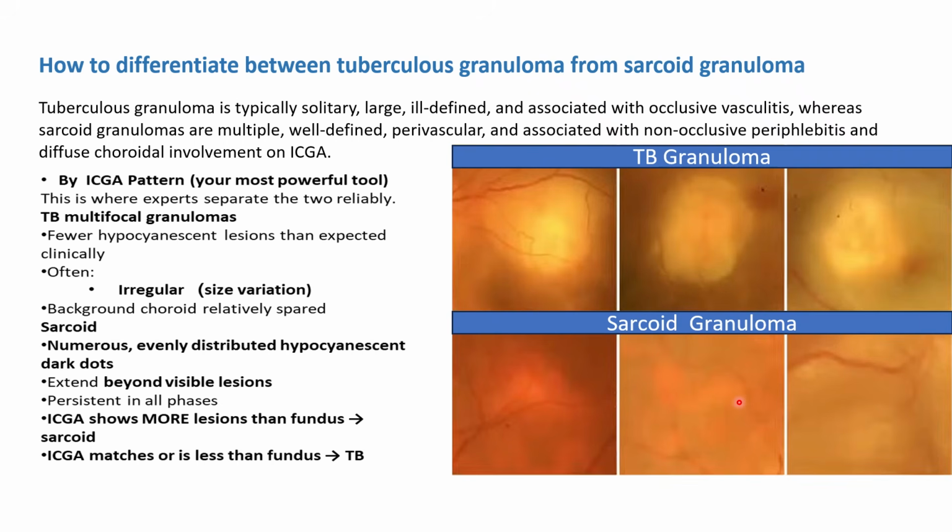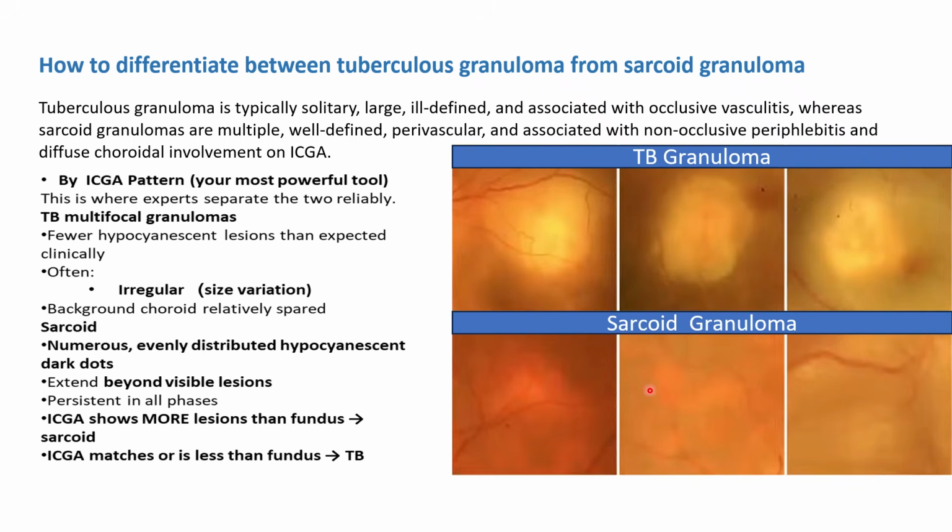Now, ICG has particular features. Both of them will show hypocyanescent areas in the ICG angiography. And the characteristic feature in tuberculosis is that the number of the hypofluorescent spots is less than the number seen clinically. So clinically you will see, for example, 5 to 10 spots. By ICG you will find the number is less.